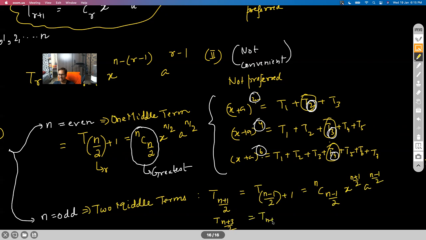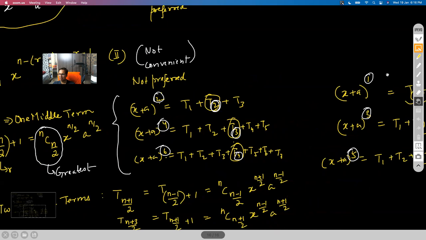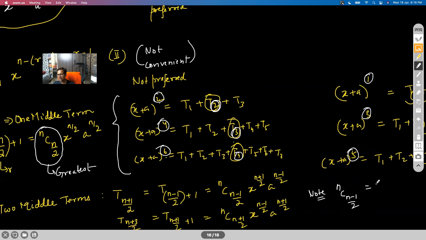And the other one, you can write it as T((n+1)/2 + 1), which is nothing but nC(n+1)/2, x to the power (n-1)/2, a to the power (n+1)/2. And just like we had for our even terms, please note nC(n-1)/2 and nC(n+1)/2 would be both equal. And not only that, they would be the greatest of all the binomial coefficients occurring in that series. And this also I will prove officially a little later down the discussion. Is it fine? Right.